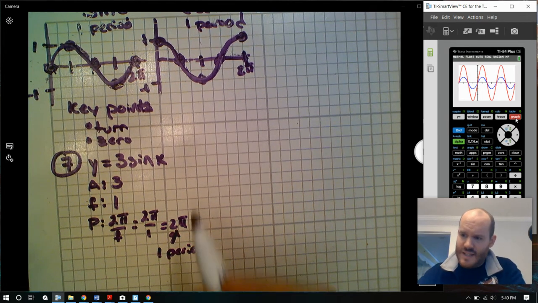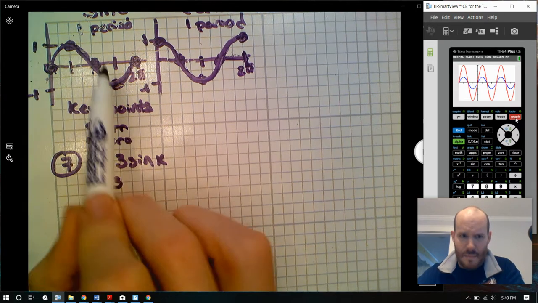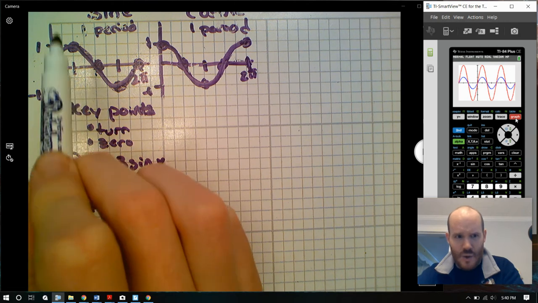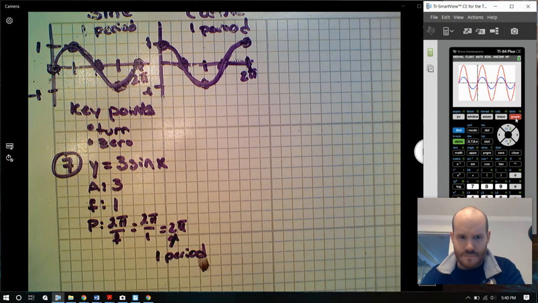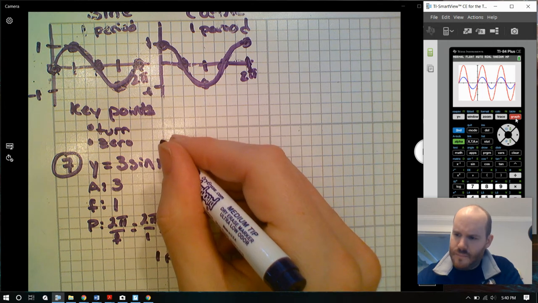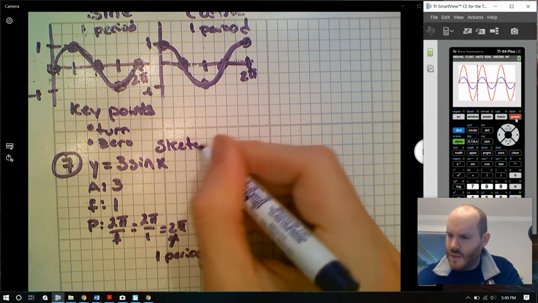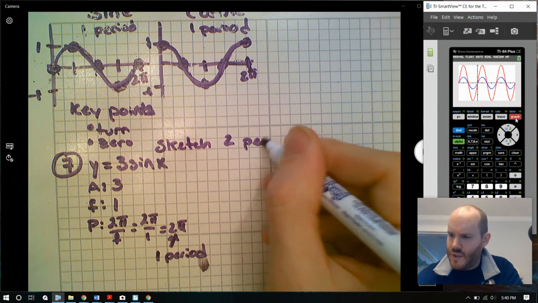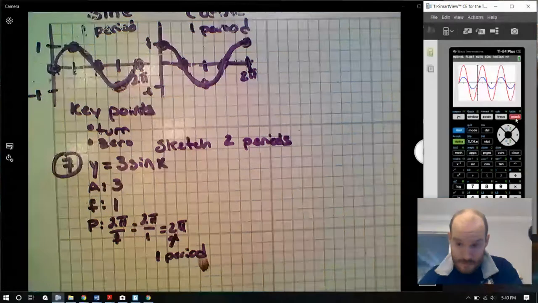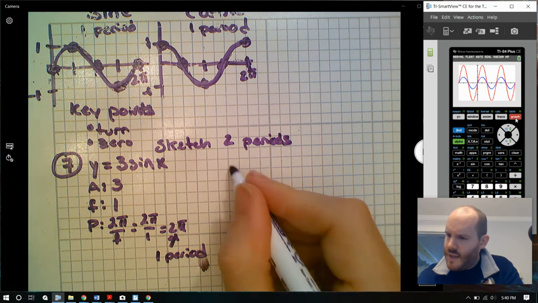So when I'm graphing this, it's really going to have the exact same pattern as the sine graph, just rather than going up to 1 and down to -1, it's now going to go up to 3 and down to -3. Additionally, for this graph, I'm going to graph 2 periods. So I'm going to sketch 2 periods rather than just 1, so I can get kind of a better picture of the graph like the calculator provided me. Okay, so I'm going to draw a set of axes.